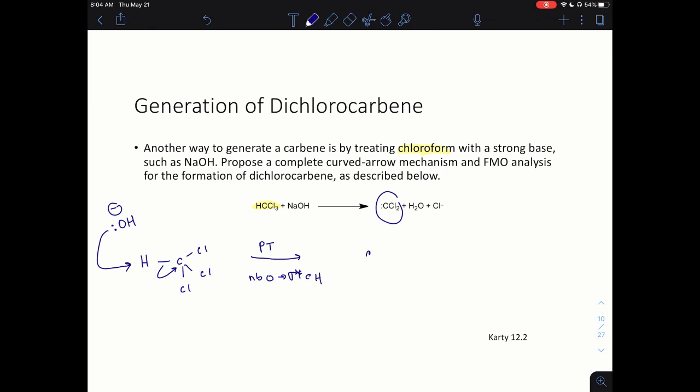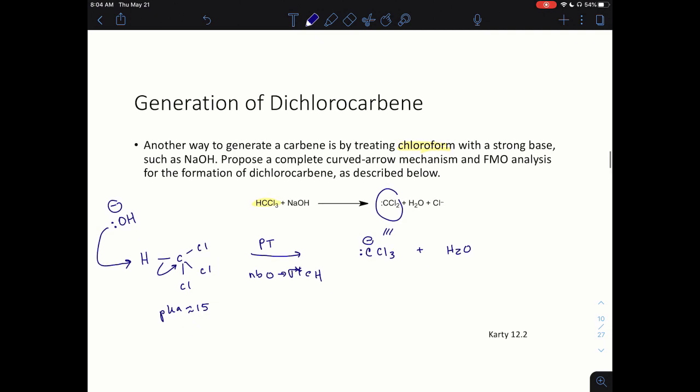To generate the conjugate base of chloroform. And in case you were wondering, chloroform has a pKa of about 15. So the equilibrium constant here is about 10. Okay, and then we have water. All right, well, we're not at the carbene yet, right? So what do you think happens now?